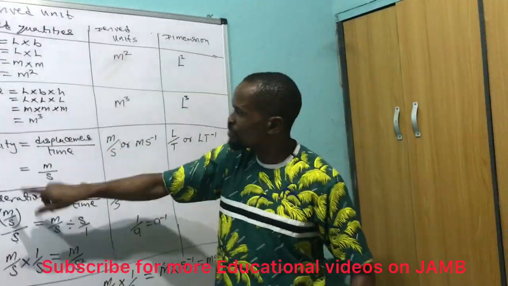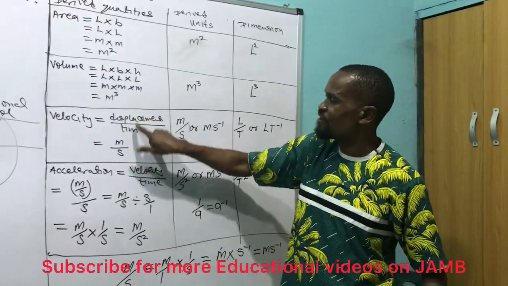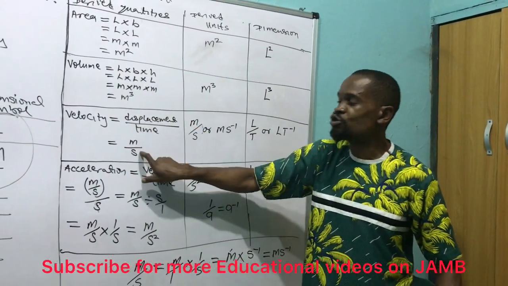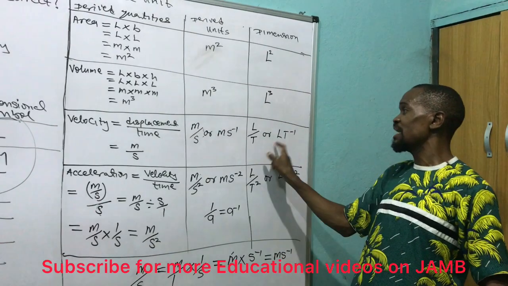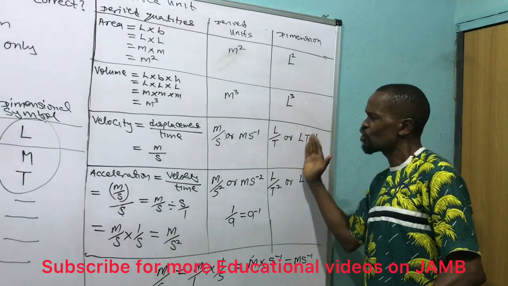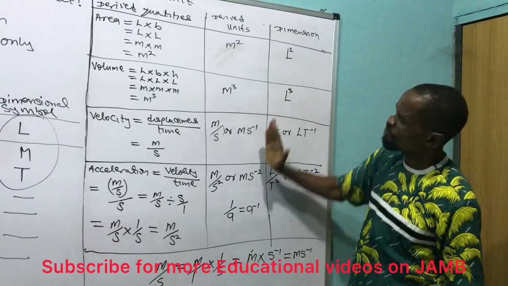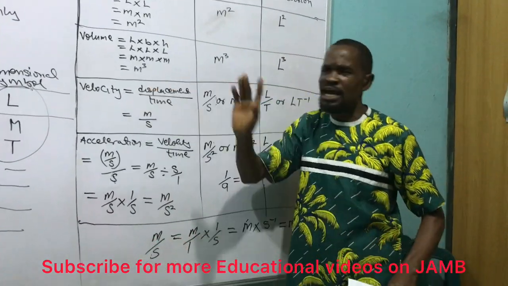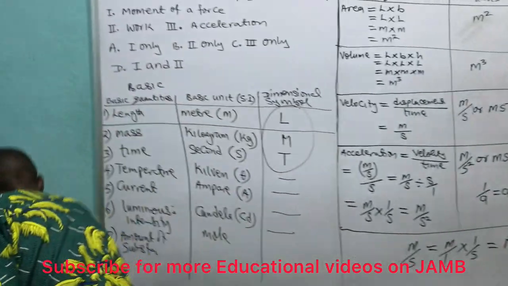So you see how we started. Velocity, I have to define velocity. From its definition, I'll get its unit. From its unit, I get its dimension. Just like if I'm given a dimension, I will go back to the unit, and from the unit, I get the definition. That's it. But let's go back to what they asked us here.